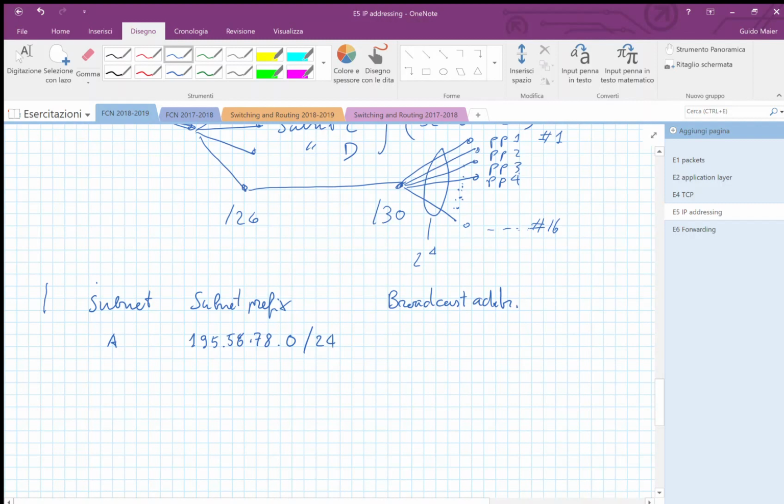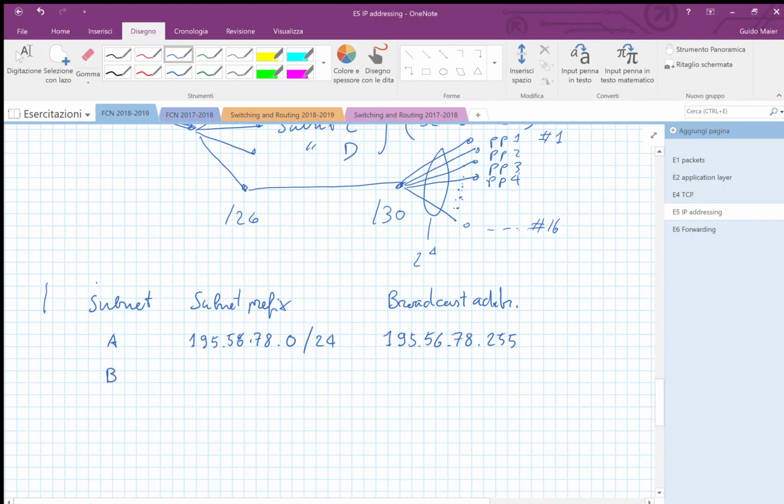In this case, it's very simple. It's 195.56.78.255. So here we have first the network prefix, which has all the bits of the host ID set to 0, and the broadcast address, with all the bits of the host ID set to 1.